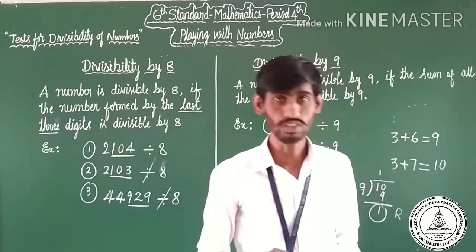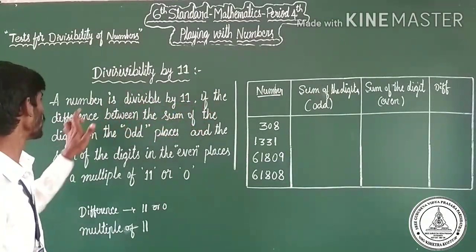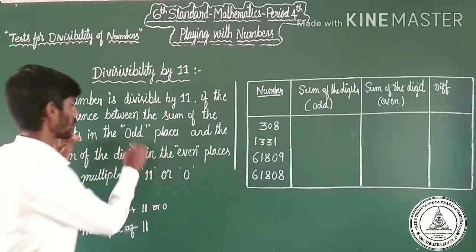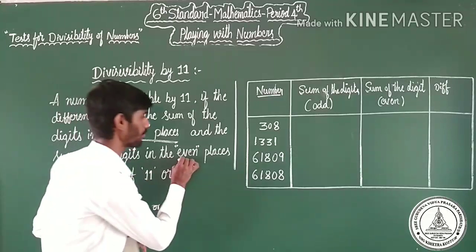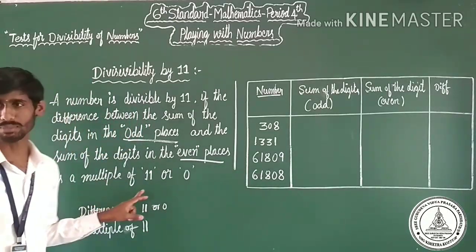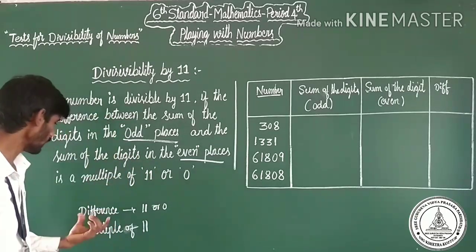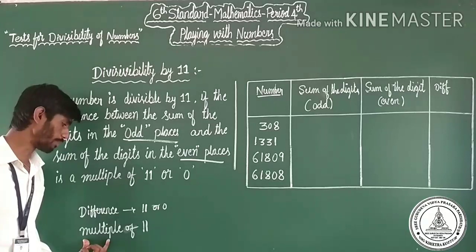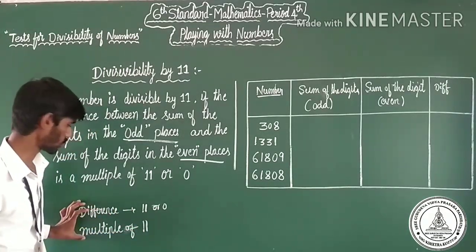Let us discuss divisibility by 11. Observe here, a number is divisible by 11 if the difference between the sum of the digits in the odd places and the sum of the digits in the even places is a multiple of 11 or 0. In a single line, the difference must be 11 or 0, in other words, a multiple of 11. Just remember these 2 lines.